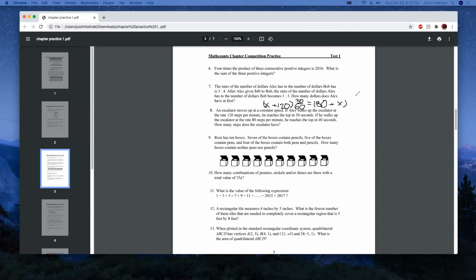So let's get back to the problem. We have 80 plus X. That's the new rate, accounting for his speed plus the escalator speed. And this is times 40 over 60, because that's 40 seconds over a minute. Then we want to solve for X. We start by multiplying both sides by 60, so both 60s go away. Then we divide both sides by 10. So we have 3 times X.